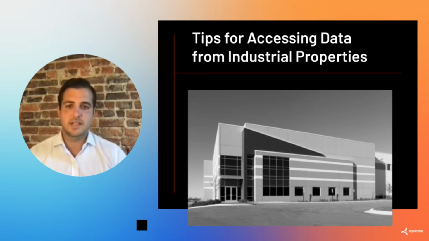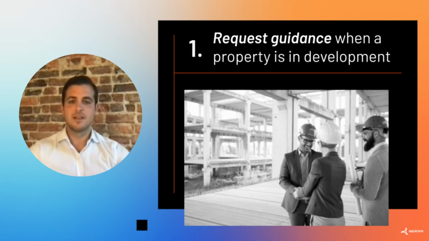Here are our top 3 successful tips for enabling real-time data collection from industrial properties. Tip number 1. Request guidance on how to design a benchmarking-ready site when a property is in development. Aquicore can provide recommendations and installations of AccuWeb-enabled meters on the landlord-owned switchgear so that data is already available to you prior to tenant occupancy.